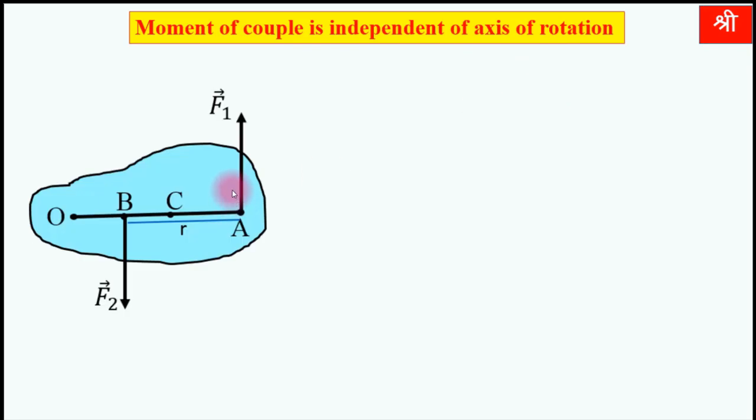Consider this figure. This is a rigid body. Here there are two forces, vector F1 and vector F2, acting at two different points A and B. These two forces are equal in magnitude and opposite in direction. These two forces together will produce rotational motion of this body in anti-clockwise direction.